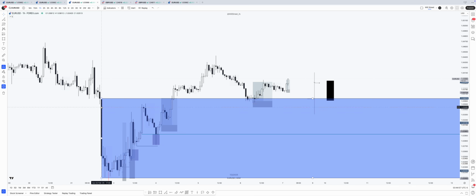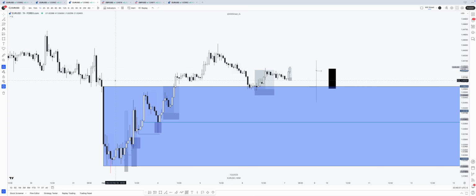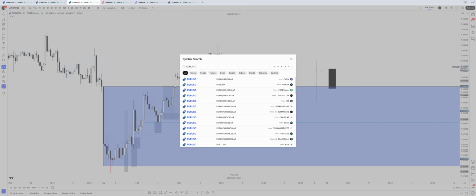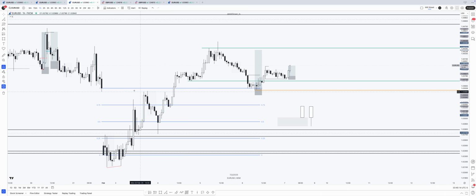Something really important, first of all: we should focus on the charts that don't have a new week opening gap. In this case, Forex.com doesn't have the new week opening gap that you can see here. When you go to other brokers, like FXCM, you can see that we have a huge new opening gap here. Actually, it's exactly the same.